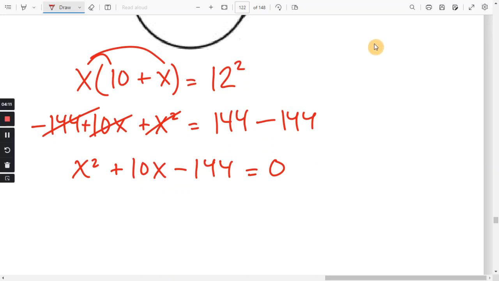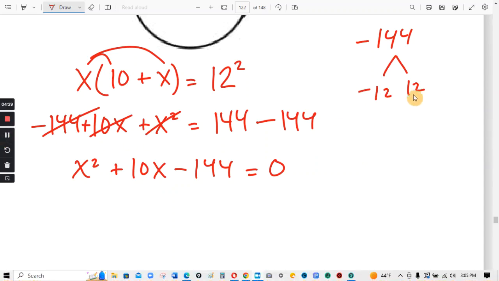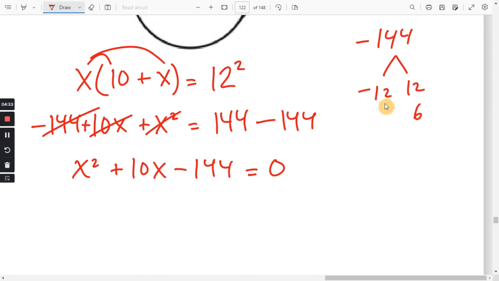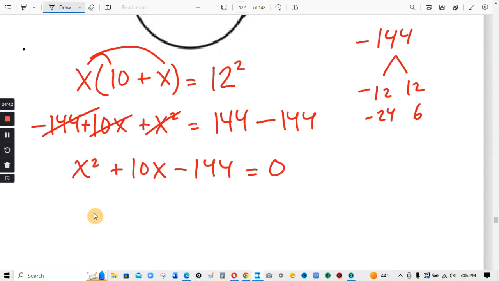All right, let's see if we can factor 144. It's actually negative 144. And see if we can find a pair that adds to positive 10. So this would be negative 12 times 12. That won't do it. If I take half of 12, that's 6. And I double negative 12, that's negative 24. That won't do it either. All right, we need quadratic formula.